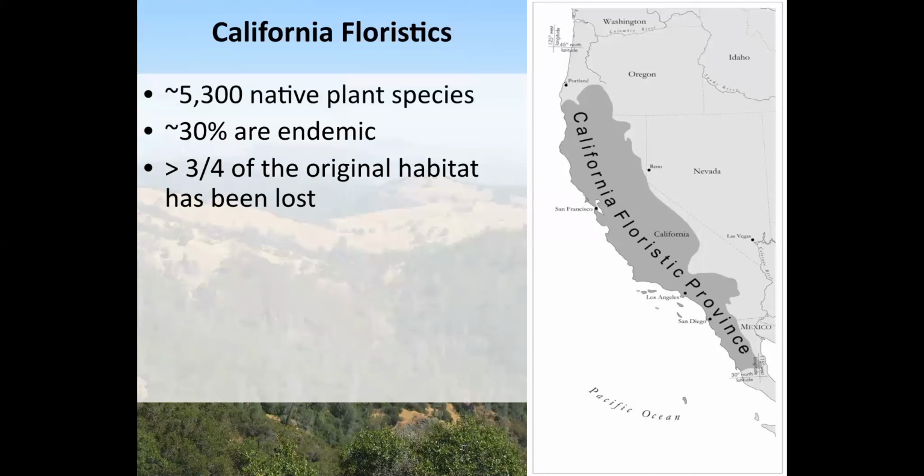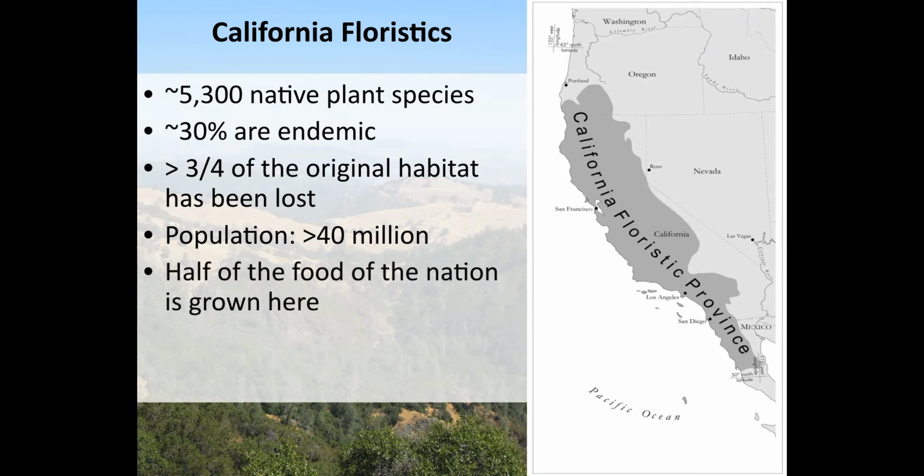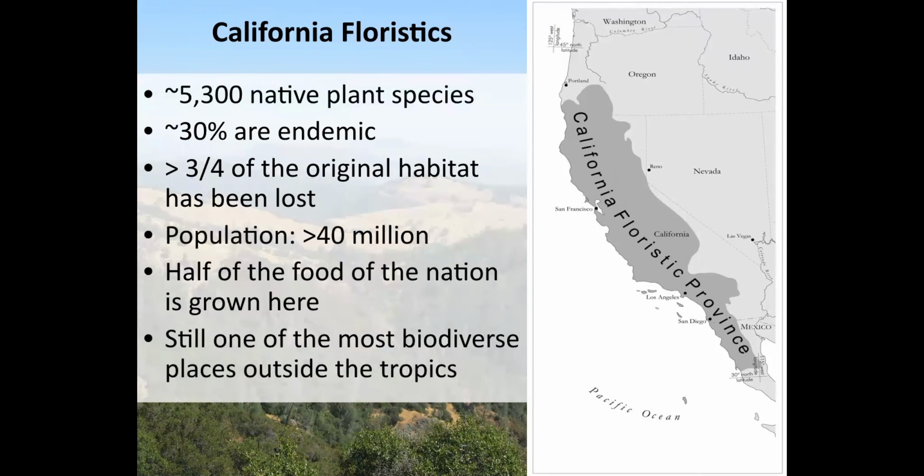lost and developed due to this population of over 40 million, and it's likely that 40 million more people are on the way. Half of the food of the United States is grown in California, and yet it is still one of the most biodiverse places outside of the tropics.